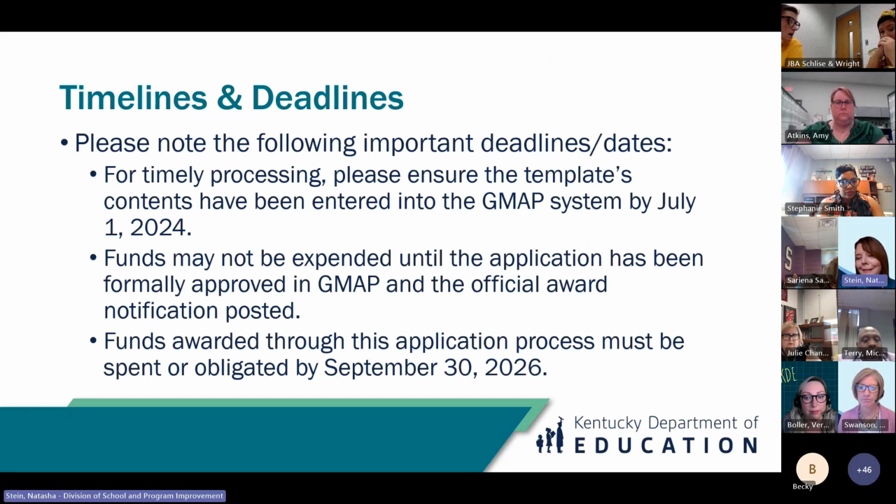Okay, so here are some timelines and deadlines. We made it to this slide. We are asking that the template content, so everything that gets put on that electronic template and even those accompanying documents, be entered into the GMAP system by July 1st, 2024. Everything will likely open up to you even sooner than that, but we're asking that everything get submitted in that system by July 1st. When it does become available and is open in GMAP, early submissions are welcome.